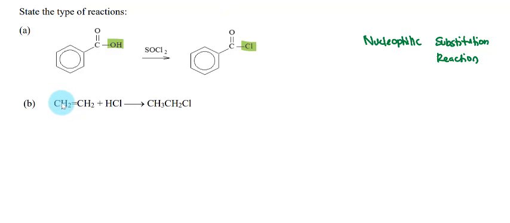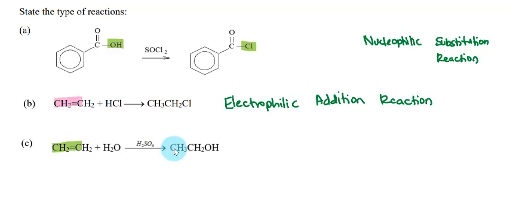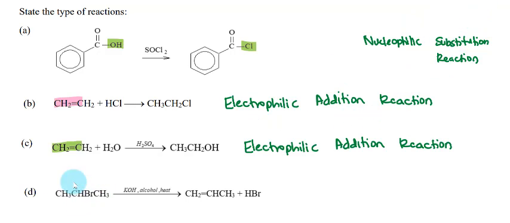For B, our reactant here has a carbon-carbon double bond, but in our product the carbon-carbon double bond is not there. So basically the carbon-carbon double bond becomes a carbon-carbon single bond. So this one is an electrophilic addition reaction. Again, for C, there is a carbon-carbon double bond, but here there is no carbon-carbon double bond, so it becomes a carbon-carbon single bond. Same as B, it is an electrophilic addition reaction. For D, our reactant has a carbon-carbon single bond, but our product has a carbon-carbon double bond. So this one is an elimination reaction.